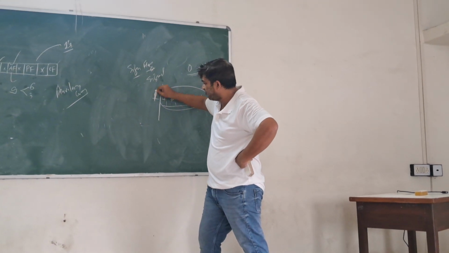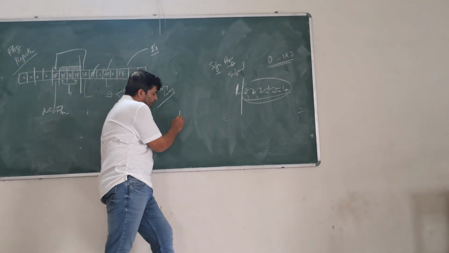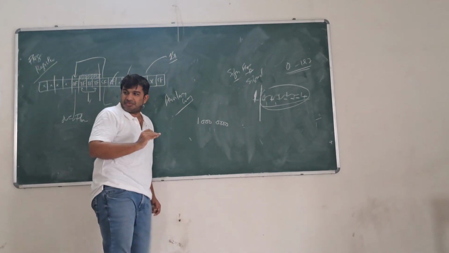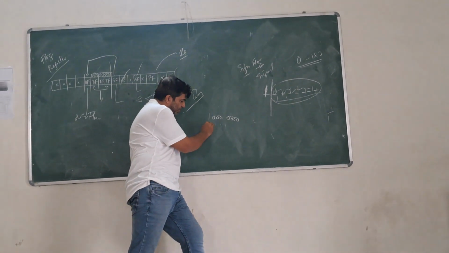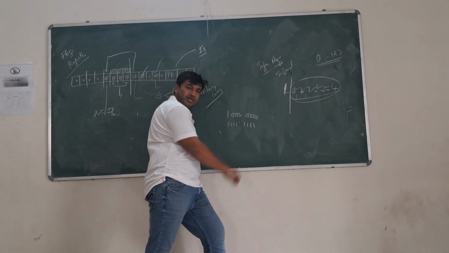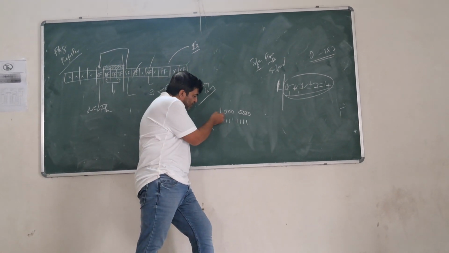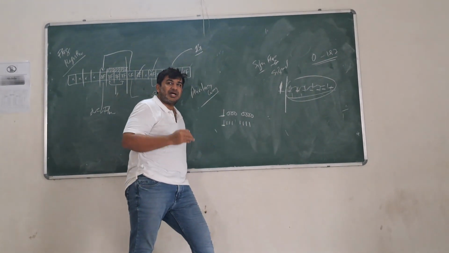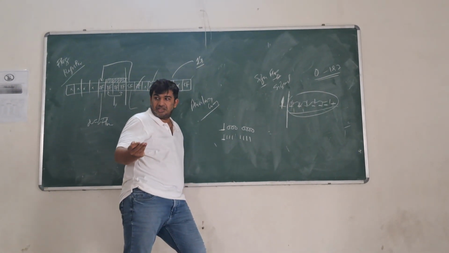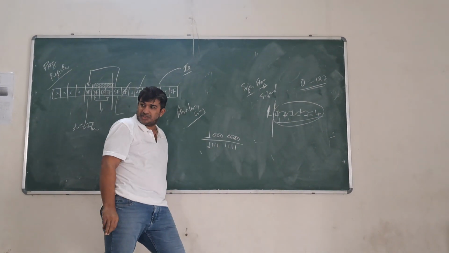But if here your MSB is 1, then the minimum number is, consider here, 1, 0, 0, 0, 0, 0, 0, 0. This is the minimum number that I can store. What is the maximum number? 1, 1, 1, 1, 1, 1, 1, 1. Understand? Now as we know, because this is 1, my numbers are actually in the 2's complement form. Yes? So I need to find out the 2's complement again to get my actual number.